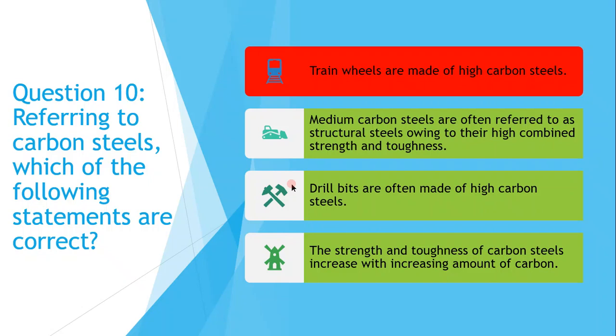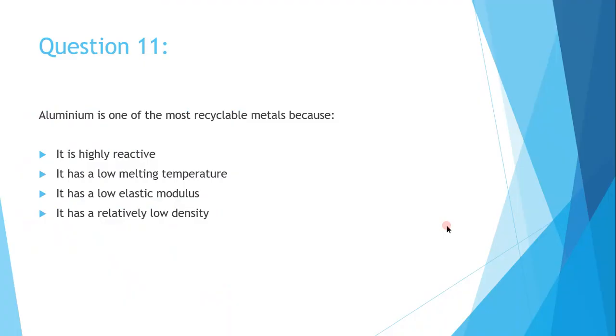So this is why we use medium carbon steels, because they're great for structural components. High combined strength and toughness. Drill bits are also often made of high carbon steels, that is correct. The strength and toughness of carbon steels increase with increasing amount of carbon. That is also correct. Strength and toughness. Don't get toughness confused with hardness.